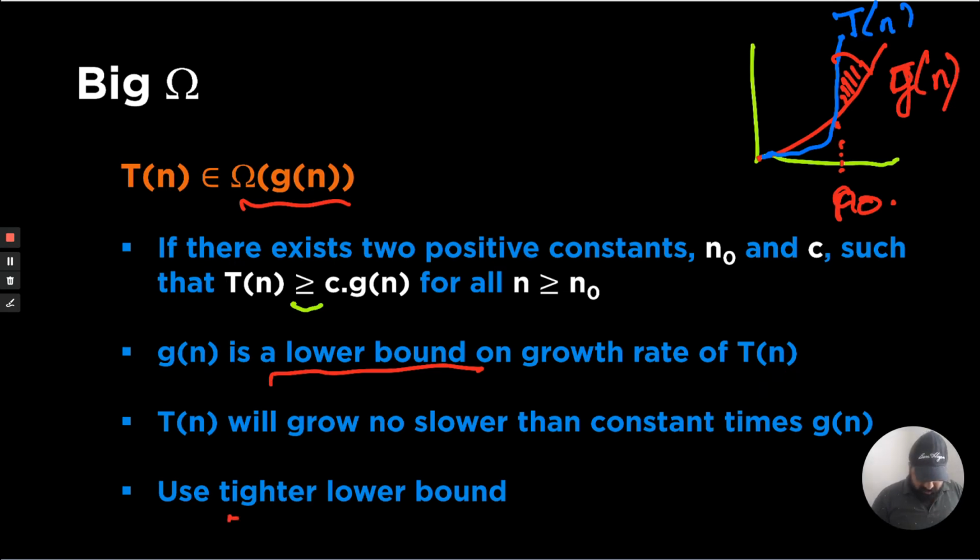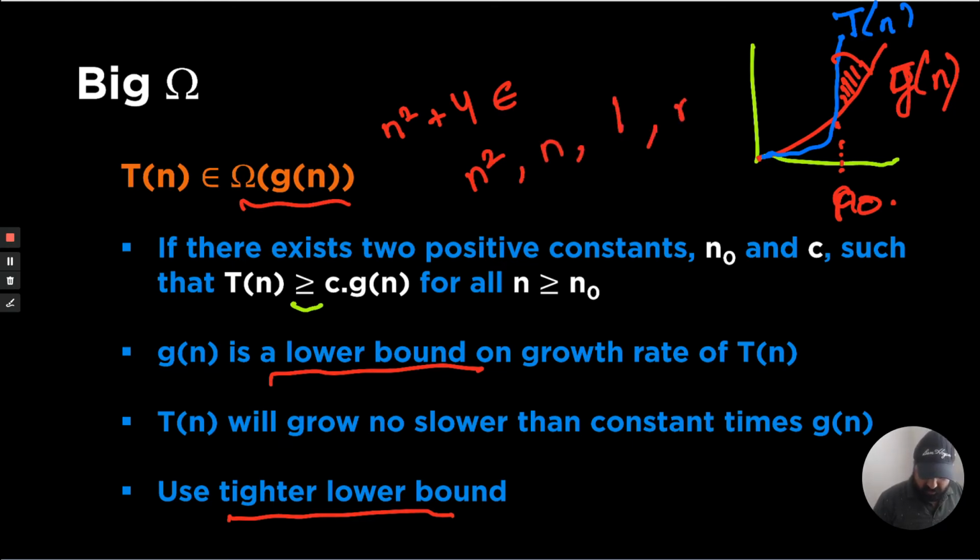Also, again, we are going to say that we'll be using the tightest lower bound. Although if we have some function that is something like n square plus 4, we can say that this belongs to n square, it can also belong to n, it can belong to 1, it can belong to n to the power minus 1, and so on, or n to the power minus infinity as well. But what we are concerned about is the tightest lower bound.